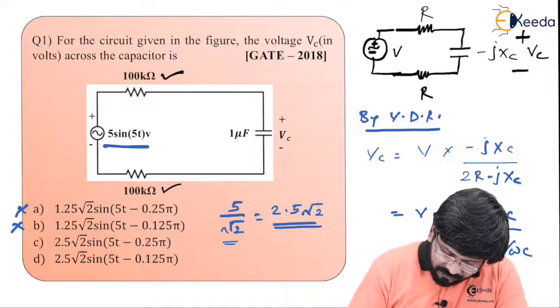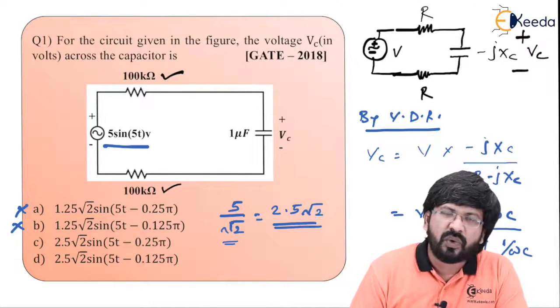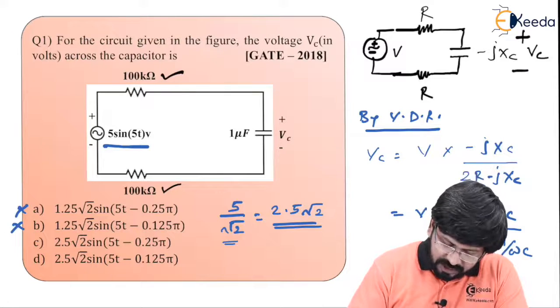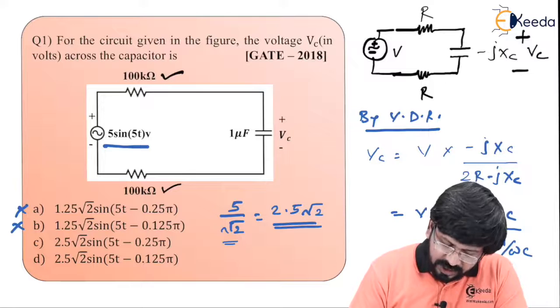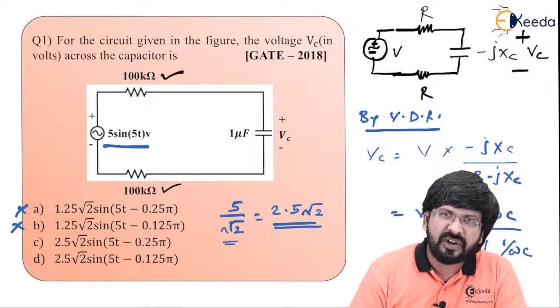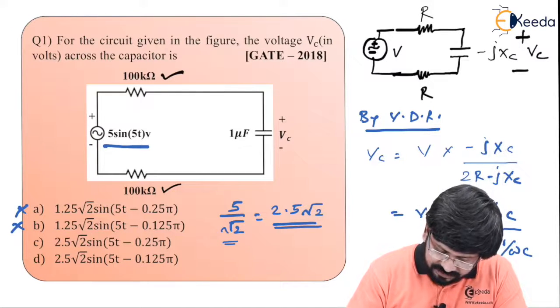Now if you compare options C and D, you will find only the phase angle is different. Am I right? C says the phase angle is minus 0.25 pi and option D says it is minus 0.125 pi. So which phase angle is correct? Let's see.